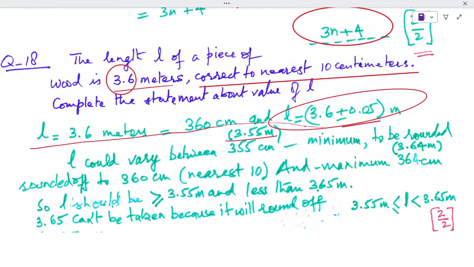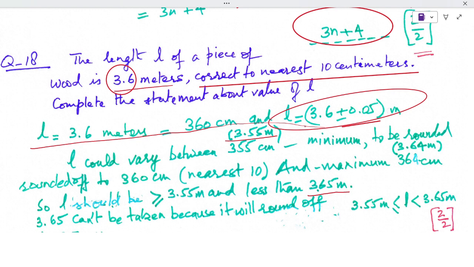That means we have the lowest limit as 3.55 and highest limit as 3.65. But we have to round it off to nearest 10. So the minimum value will be 3.55, which will be less than or equal to L. When rounded off, it will give us 3.6 meter. When we go to the higher value, L should be less than 3.65 meter.